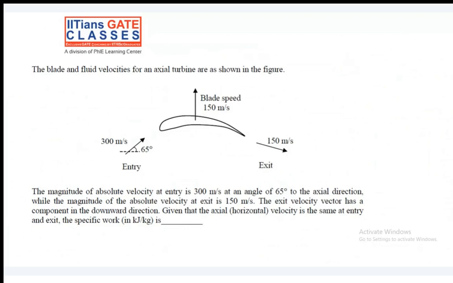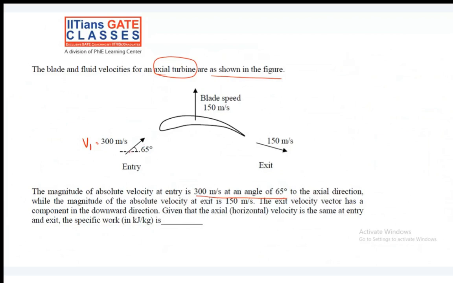See, the blade and fluid velocities for an axial turbine, mind the word axial turbine, are given. It says that the magnitude of absolute velocity at entry is 300 meter per second at an angle of 65 degree. So I know that this is v1. This one I know, at an angle of 65 degree to the axial direction.